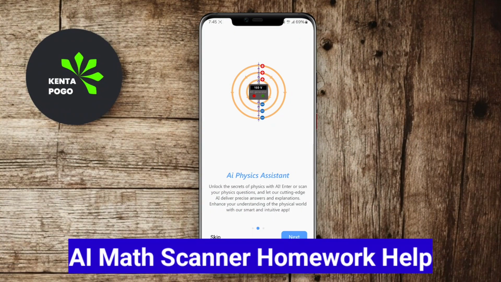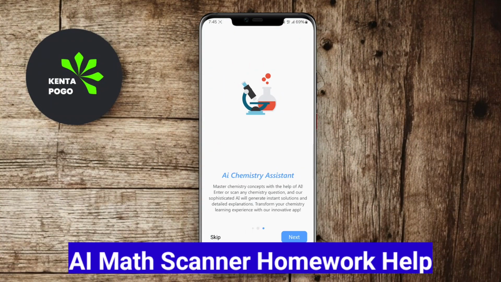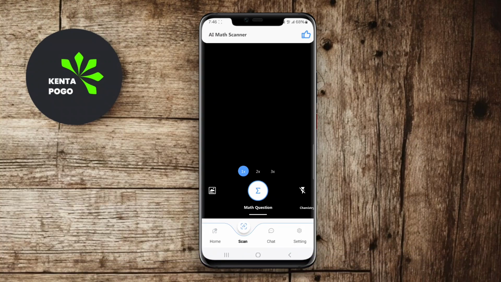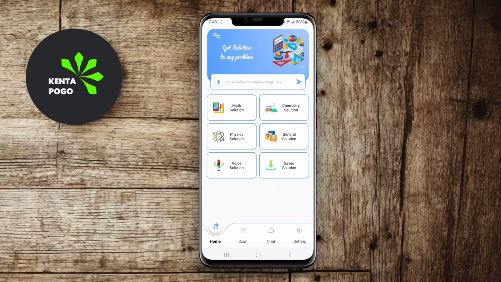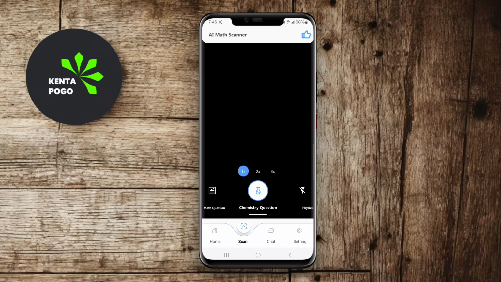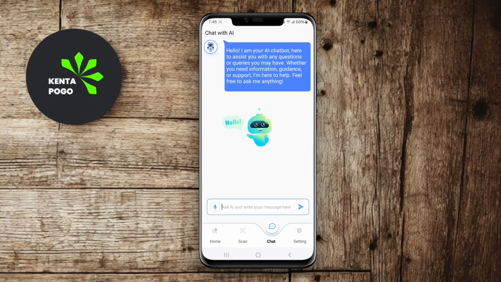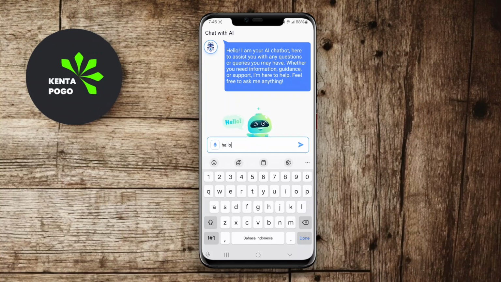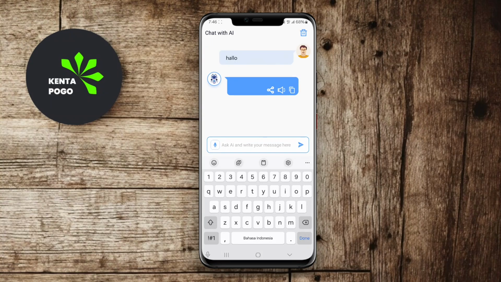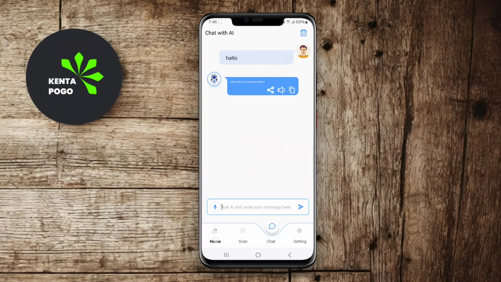AI Math Scanner Homework Help. AI Math Scanner Homework Help is an innovative app that allows students to scan their math problems using their smartphone camera. The app employs advanced optical character recognition, OCR technology, to read the problems and then provide step-by-step solutions.